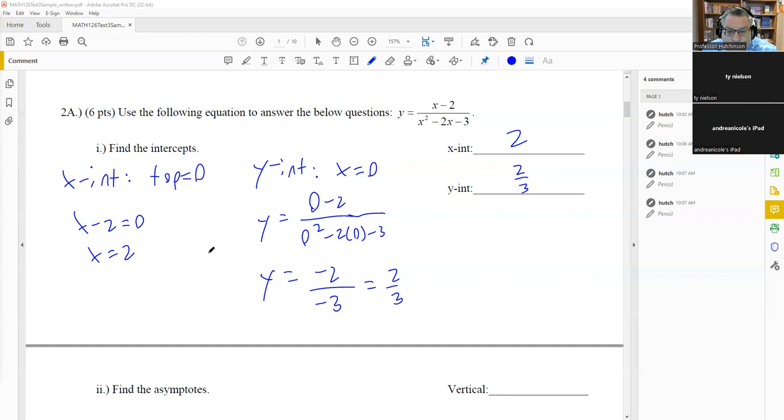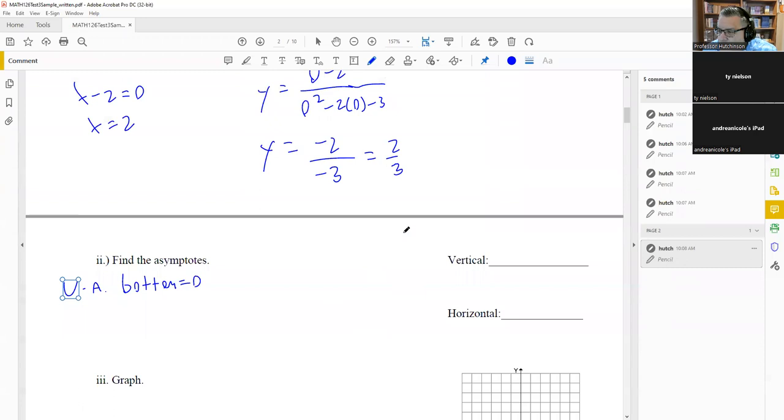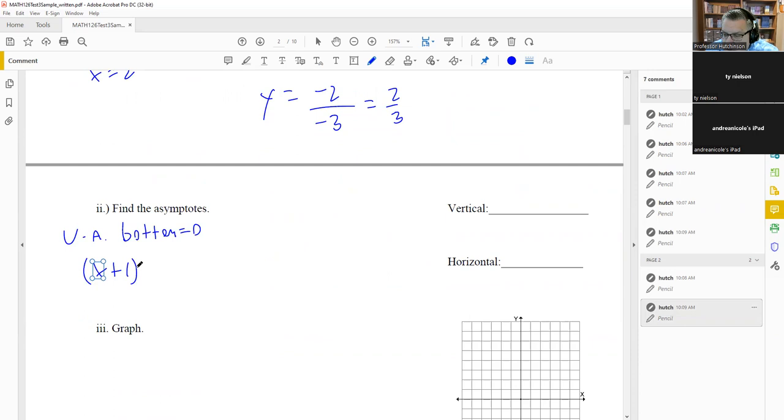All right, now for this next one, the VA, the vertical, what you want to do is take the bottom and set it equal to 0. Probably should have actually factored this one up front to make sure nothing cancels out. That's actually something you should always do first. So nothing cancels on this one: x minus 2, x plus 1, x minus 3, nothing cancels. So if we set the bottom equal to 0, we have x plus 1, x minus 3 equals 0.